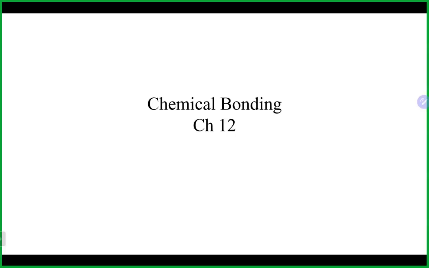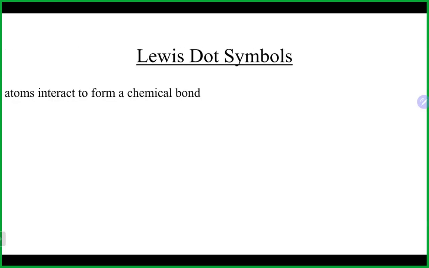In chapter 12 here, we're going to talk about chemical bonding. We'll talk about both types of chemical bonding and all chemical bonding. We will talk about how to draw Lewis structures. We'll talk about molecular geometry, polarity, and all the fun bonding stuff. So let us get into it here.